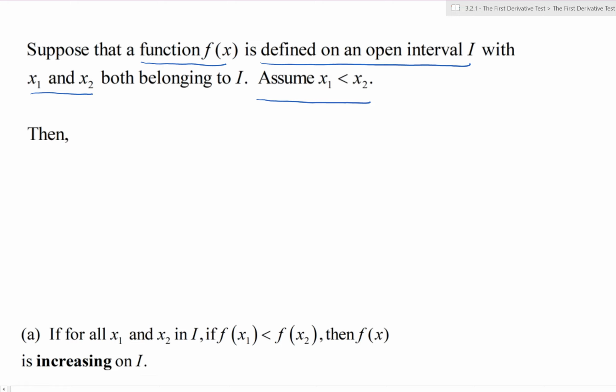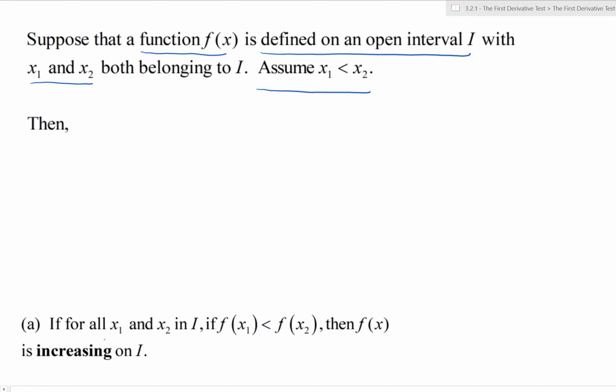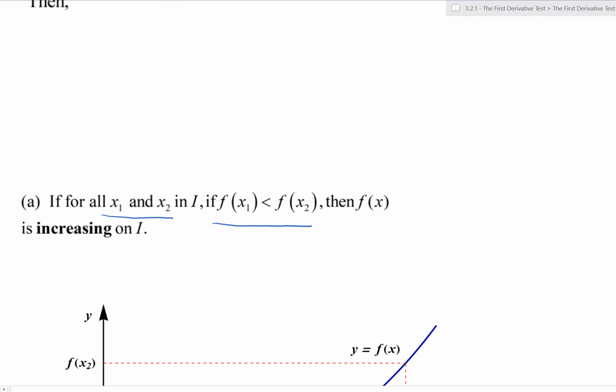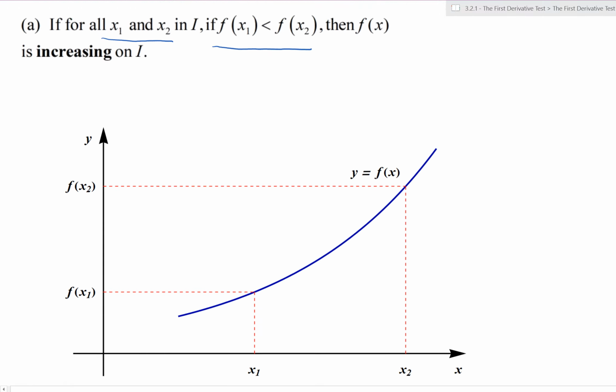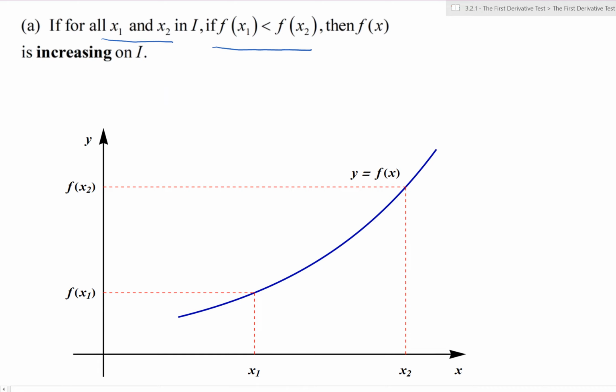Then, if for all values of x1 and x2 in this open interval I, we also have that the value of the function at x1 is less than the value of the function at x2, then this is what it really means to be increasing on an open interval I. So here is a picture showing an increasing function. Here is some function f of x. Here are some arbitrary x1 and x2 values on some interval, maybe like that is our interval I, for instance.